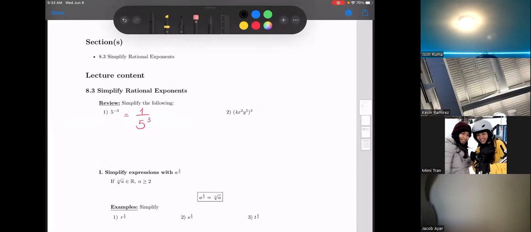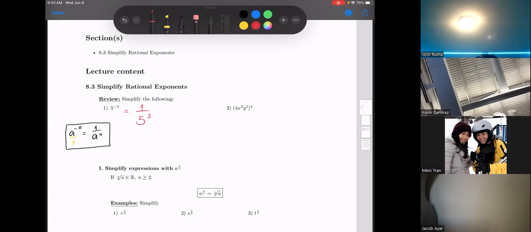Remember the rule I told you is a to the negative n is equal to 1 over a to the n. You flip because this is a to the negative n over 1, right? You flip it, and then you've got the positive exponent, which is 1 over 125. What about the second one?